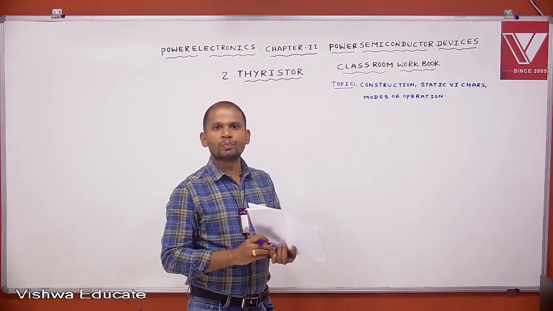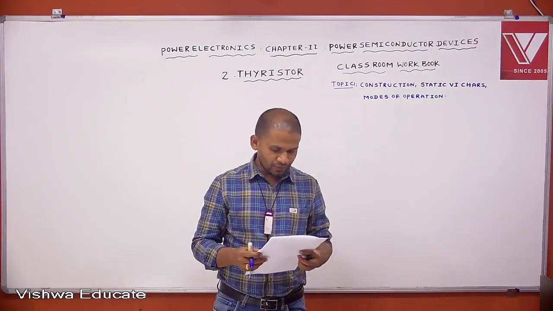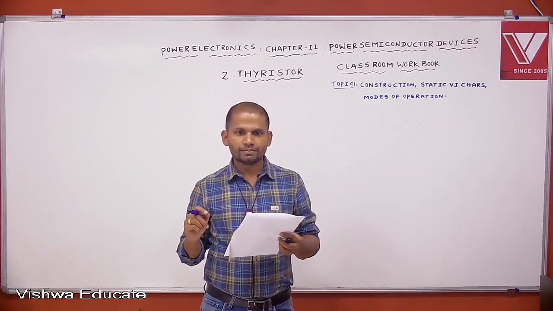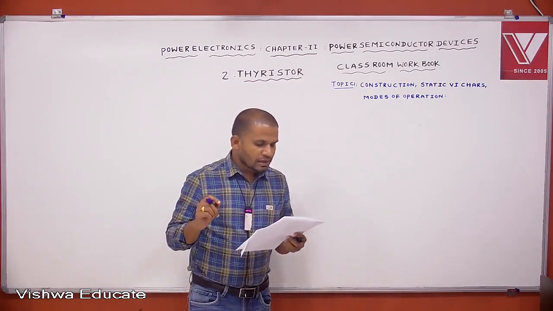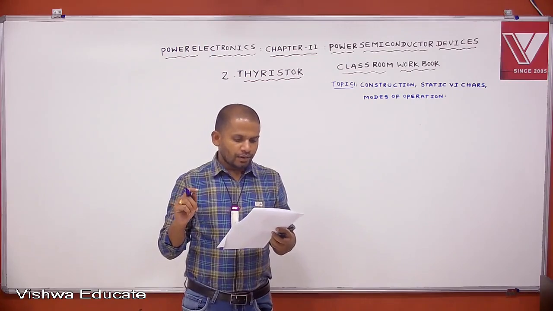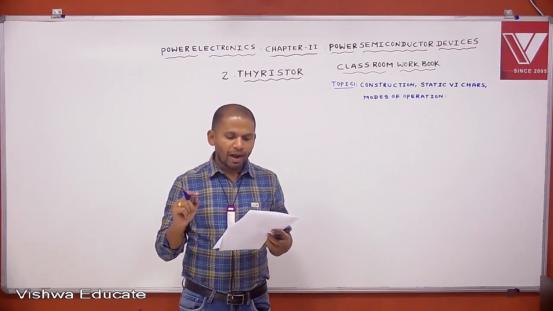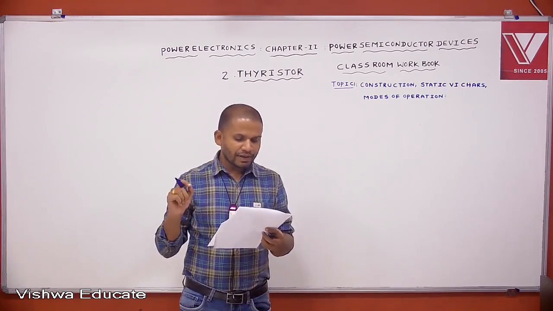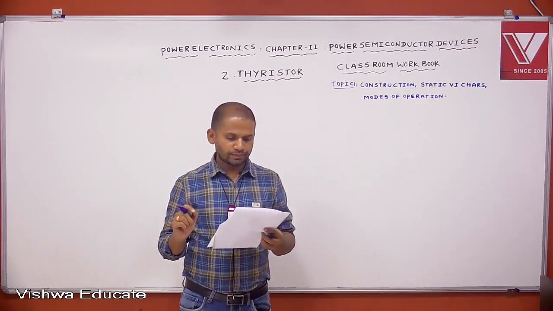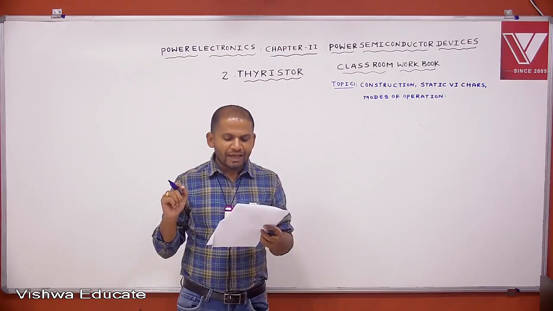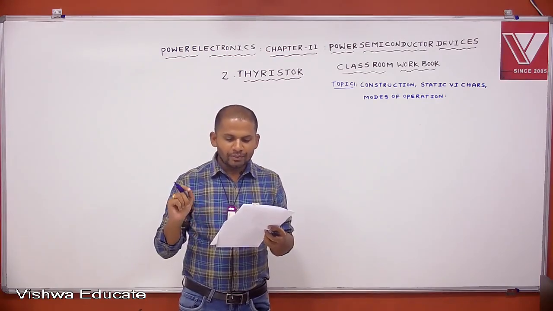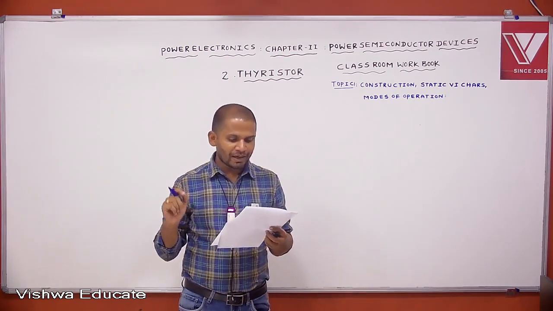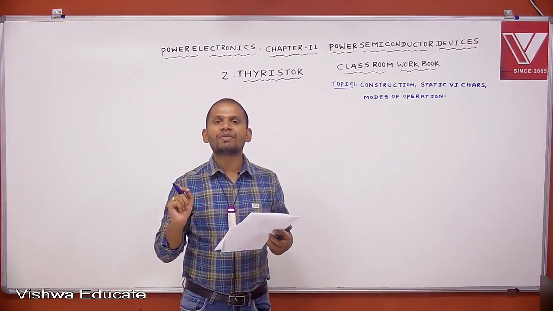Concentrate on the first question given in the classroom workbook. A DC source of 100 volts supplies a purely inductive load of 0.1 Henry. The controller is an SCR in series with source and load. If the specified latching current is 100 milliampere, then the minimum width of the gating pulse to ensure turn on of SCR would be dash.